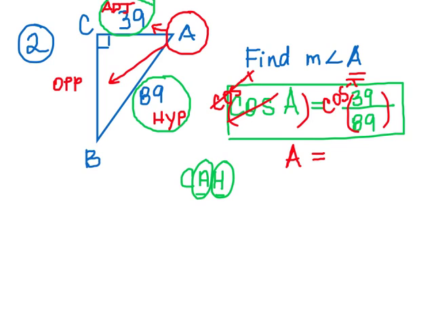And then you want to take the inverse cosine of 39 over 89. Make sure you put that fraction in parentheses. Inverse cosine of 39 over 89 on your calculator, and it comes out to be approximately 64 degrees. So that is the measure of angle A.